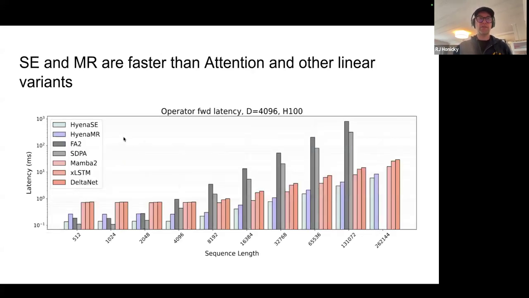And then this is a comparison of those blocks to other types of blocks. So this is flash attention. This SDPA is like non-flash attention, I guess, and then it compares to Mamba and then xLSTM and DeltaNet, which I'm not familiar with, but presumably they're state space models. They're linear models, basically. Okay.